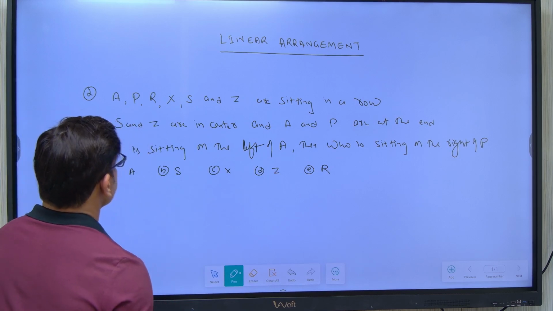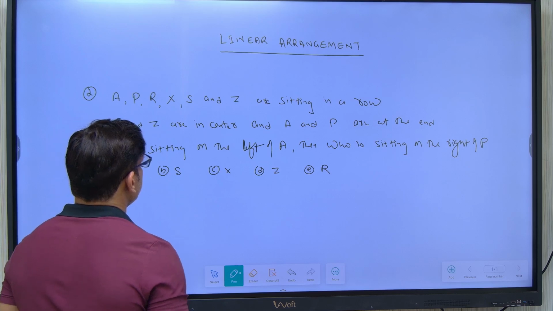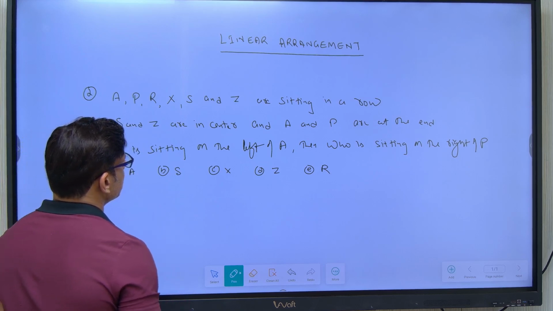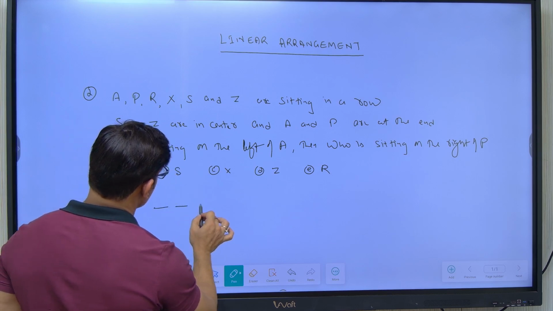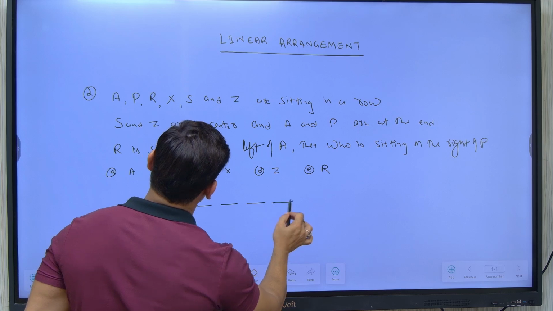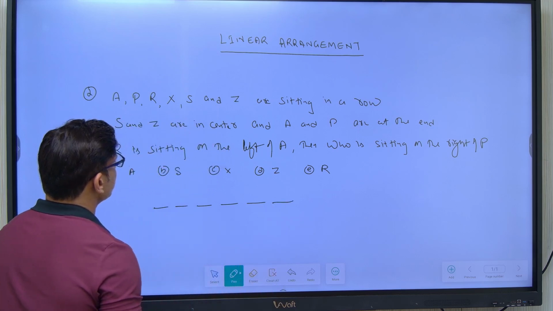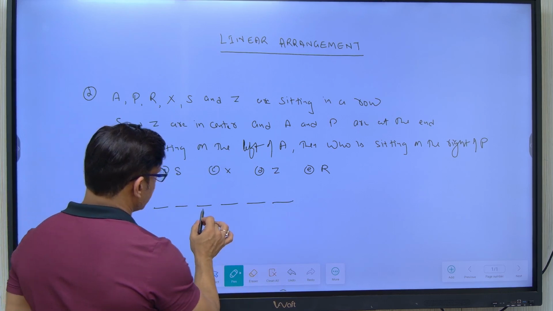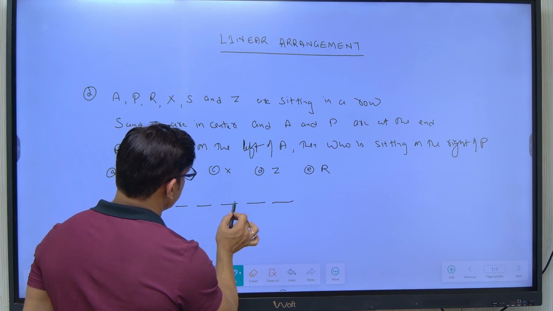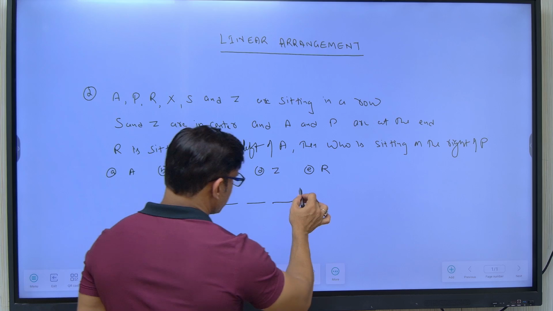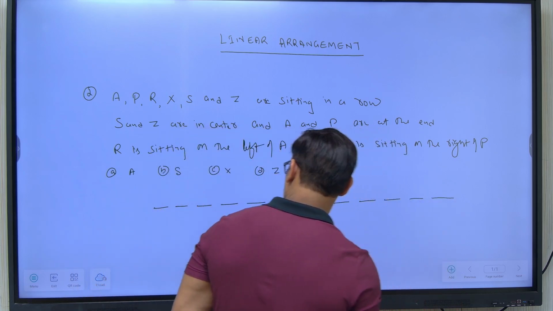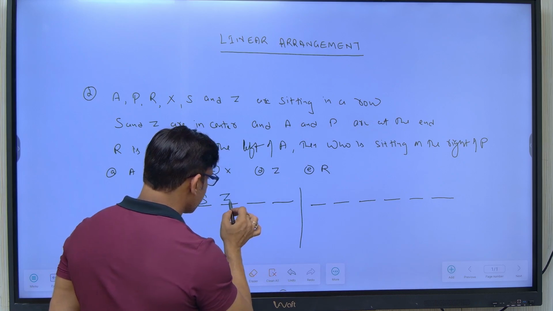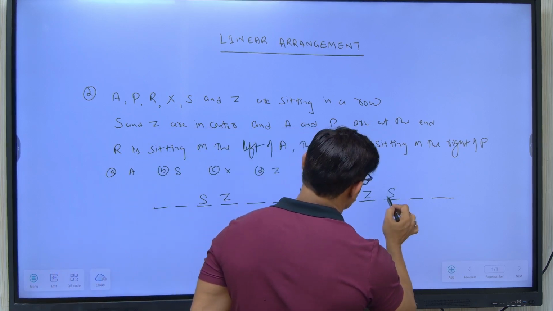Now see what is given. A, P, R, X, S and Z are sitting in a row. S and Z are in the center. So write 1, 2, 3, 4, 5, 6, right? And then it is given that S and Z are in the center. So the possibility is S and Z can be here. So there will be two possible cases. 1, 2, 3, 4, 5, 6. So I can put S and Z here, or I can put Z and S here.